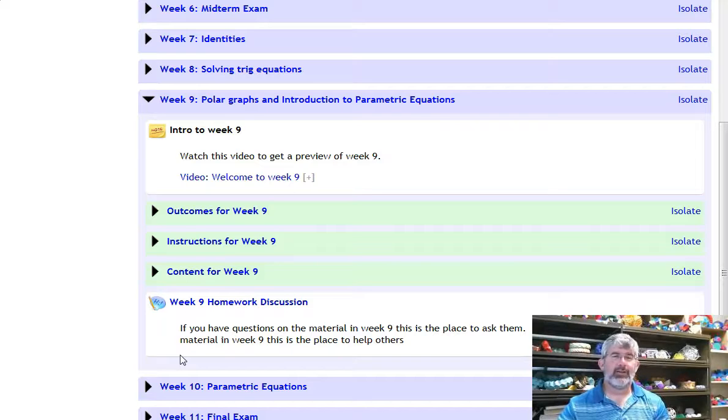This is fun stuff. I love polar coordinates because of the things it allows me to do. I hope you enjoy them too. Please ask your questions if you have any.